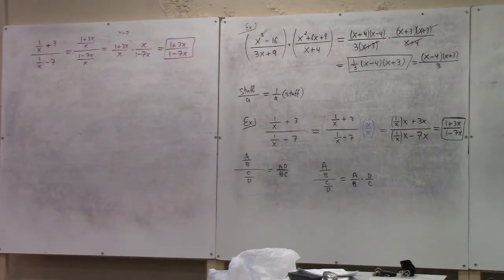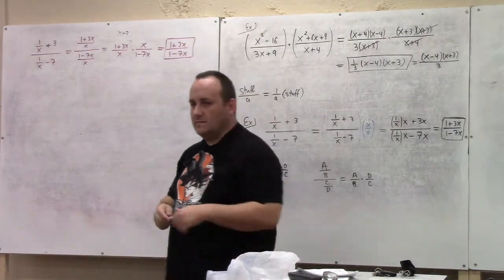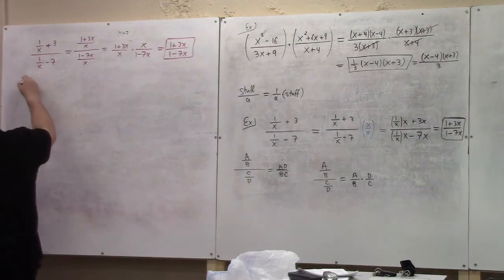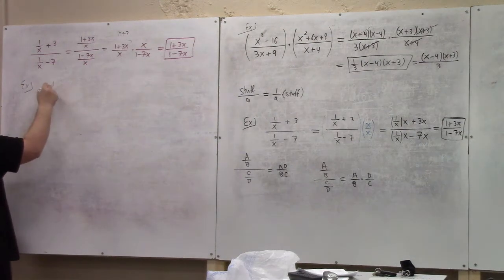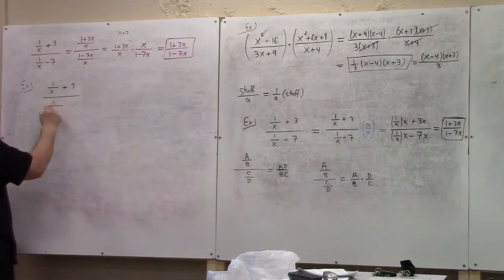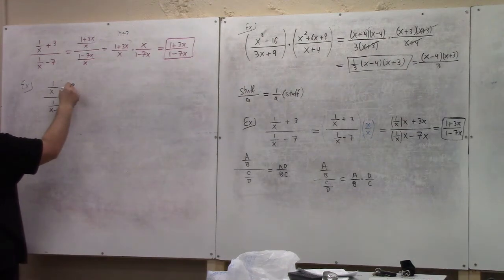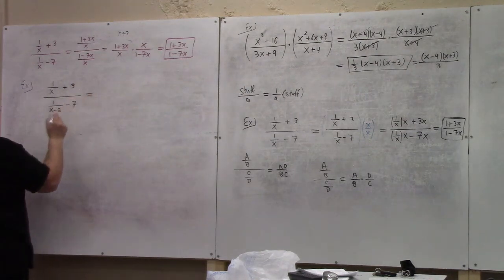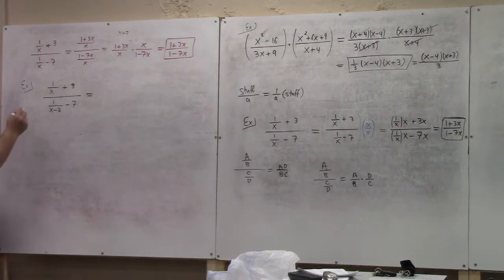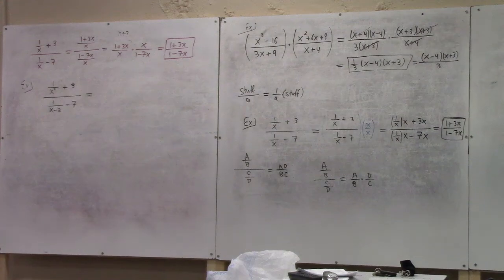What if instead of having the same thing in both fractions, you had different divisions? What if you had very similar, but 1 over x plus 3 over 1 over x minus 2 minus 7? How would that go? If you wanted to simplify that, what would you do? Let me make this an x squared just to be more annoying. How would you simplify something like this?